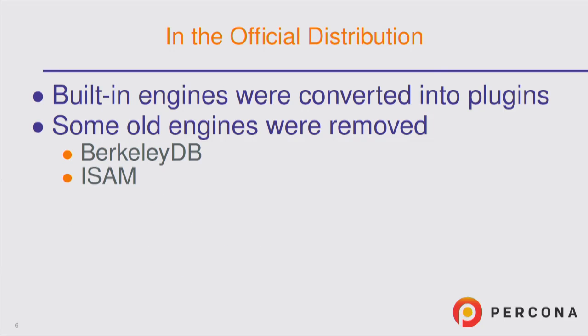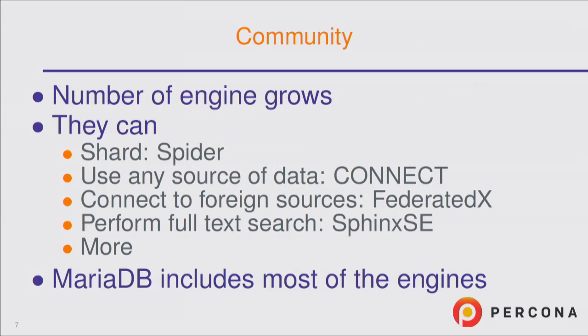At the same time, in the official distribution, all built-in engines, like Memory, CSV, and the others, were converted into plugins. And some old engines were removed: BerkeleyDB and ISAM. In the community, the number of engines is growing. Here are some examples of engines that are not so much about working closely with data and disk I/O.